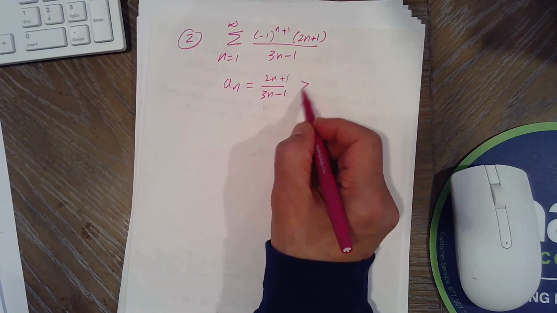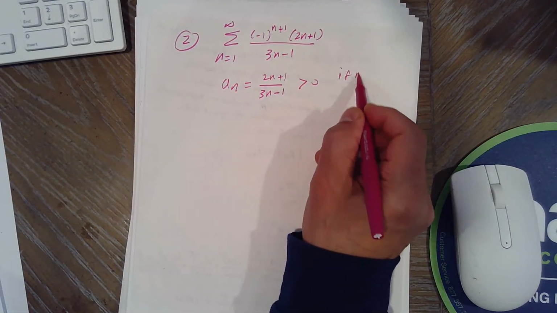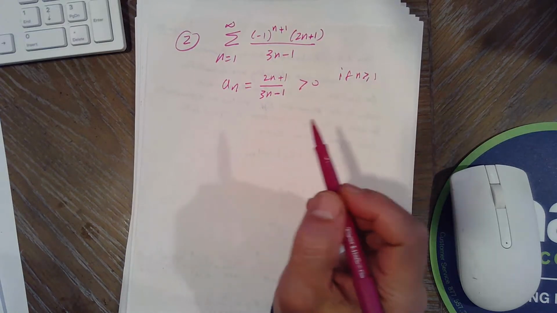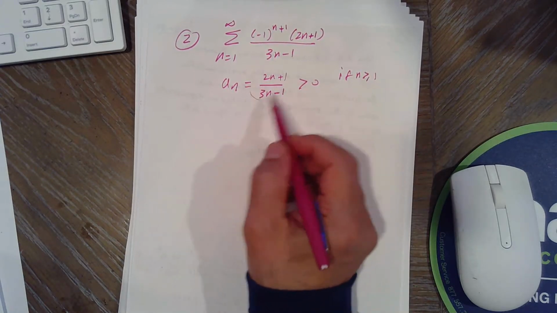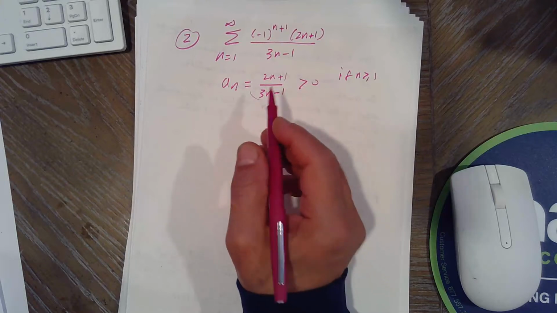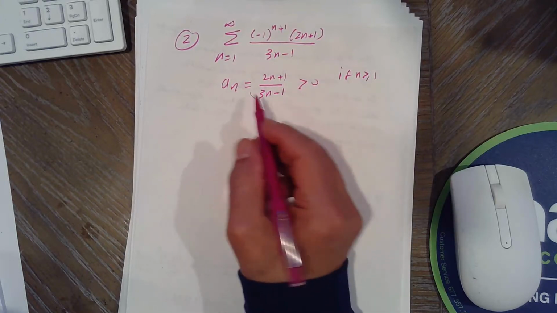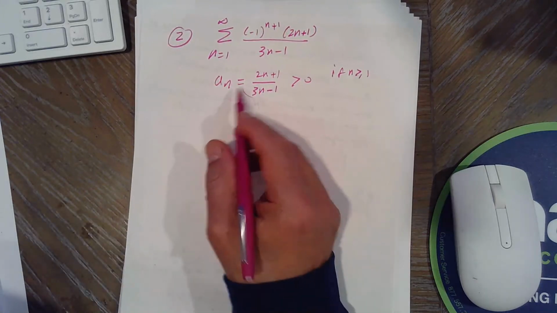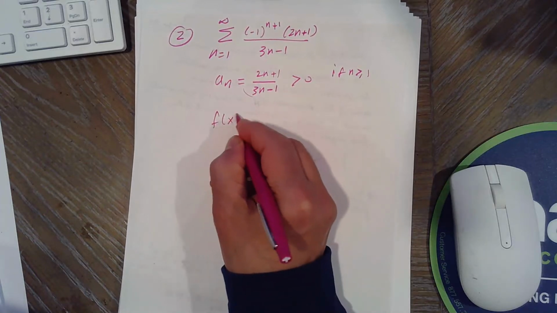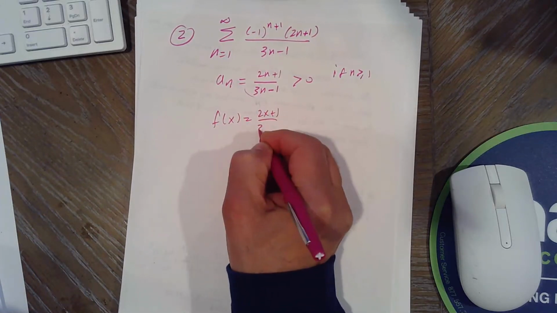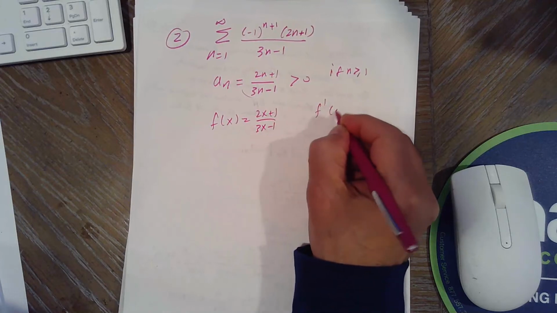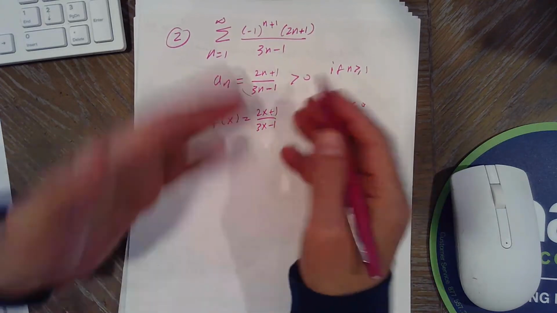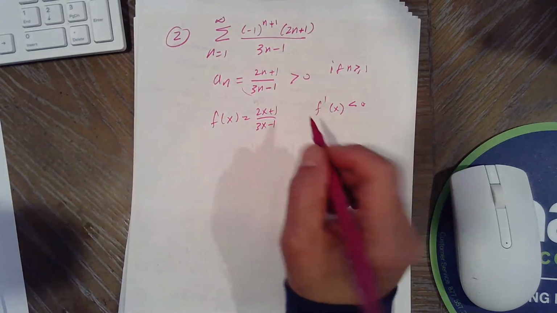It's positive if n is 1 or more, but how are you going to show that this is decreasing? It may not be. It's not something we can compare. We have to find the derivative. We have to write f of x equals 2x plus 1 over 3x minus 1 and show that f prime of x is negative, which may or may not be true.